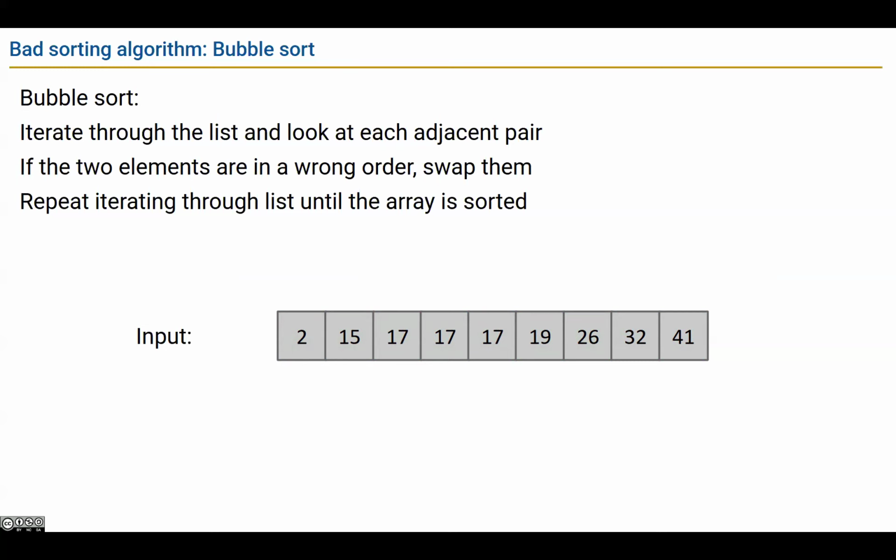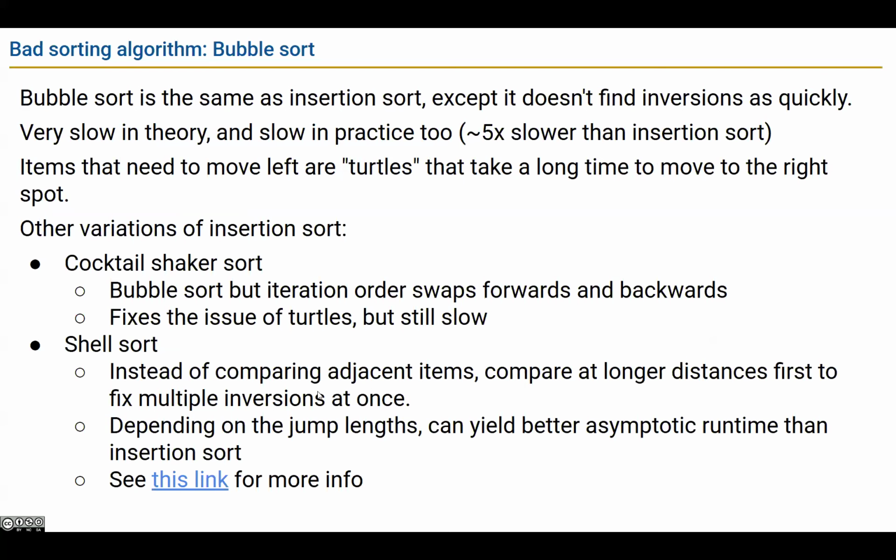So while bubble sort is the simple way to sort something, it's practically not that useful. In theory, it's very slow because it doesn't find the inversions as quickly. In practice, it's actually about 5 times slower than insertion sort. So we don't want to use this.